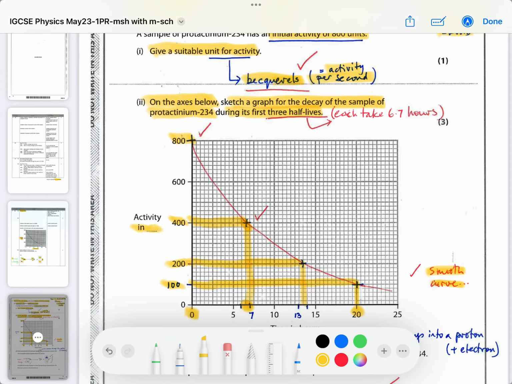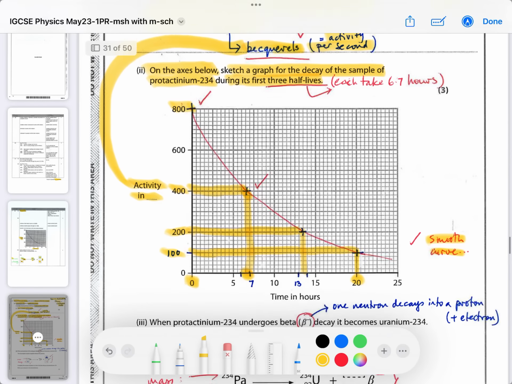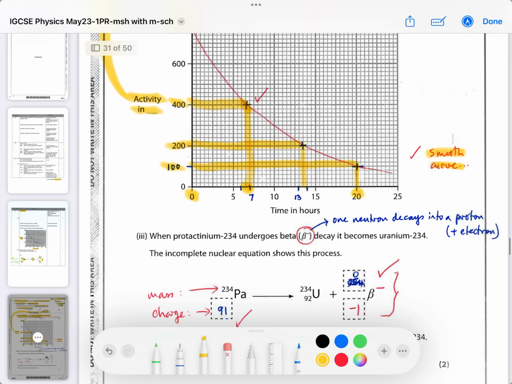And here I should have put becquerels, okay? Because the activity is in becquerels. So, something I forgot to do. Let's do it now.